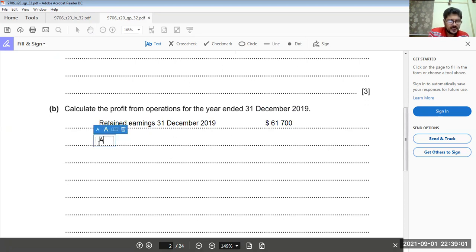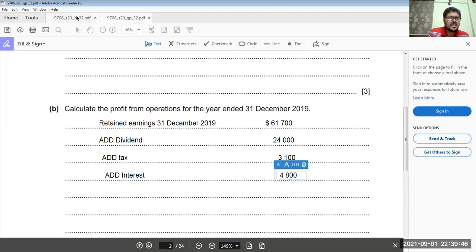We have to add dividend over here. Now what is the amount of dividend? Dividend is 24,000. Now we have to add tax over here. Tax paid is 3,100, and we have to add interest over here. This amount is 4,000.